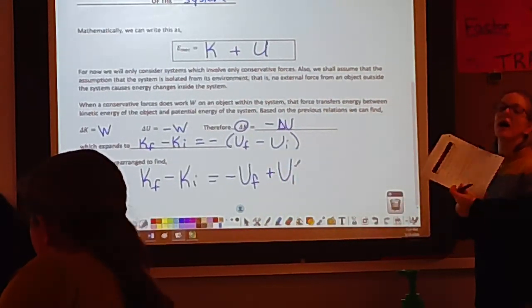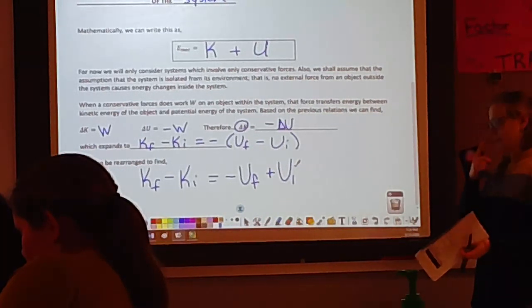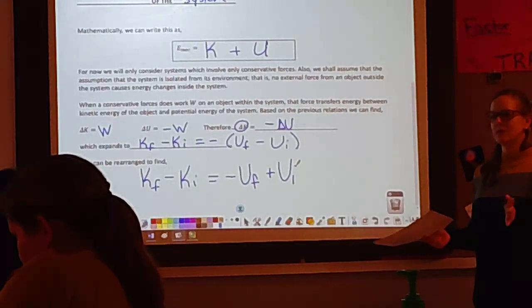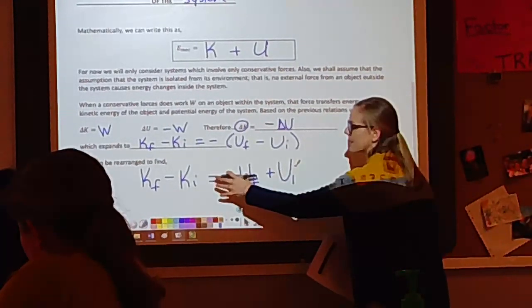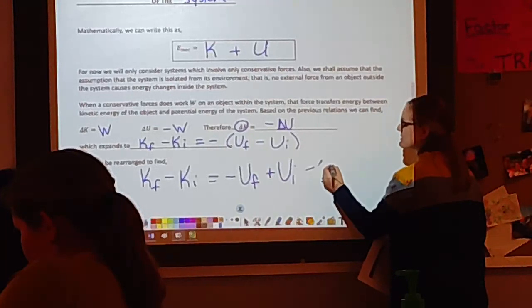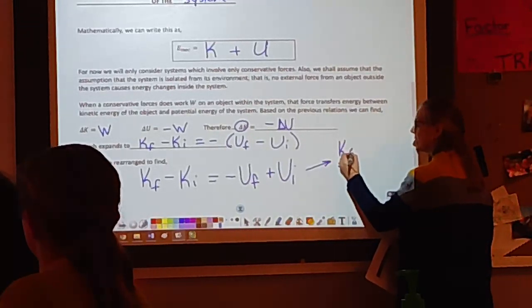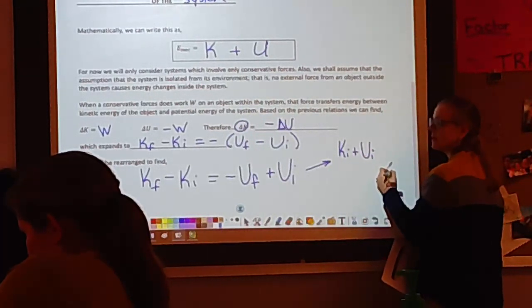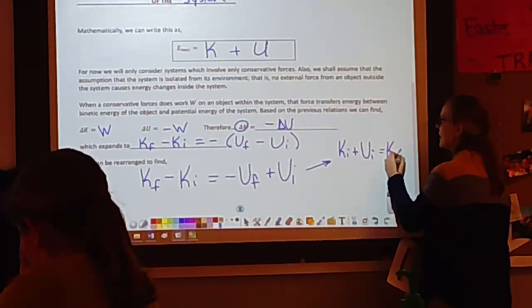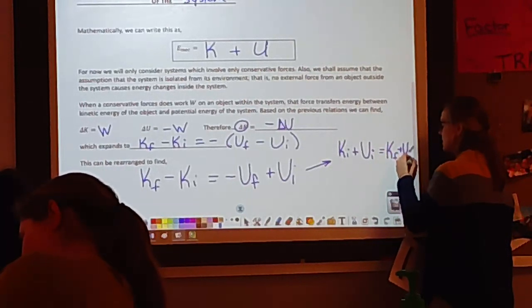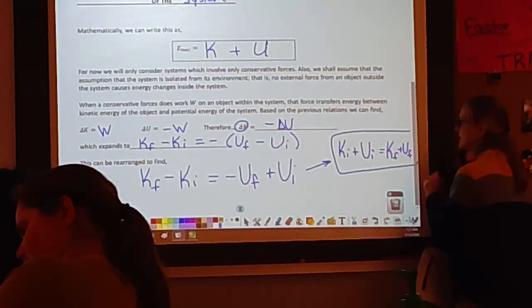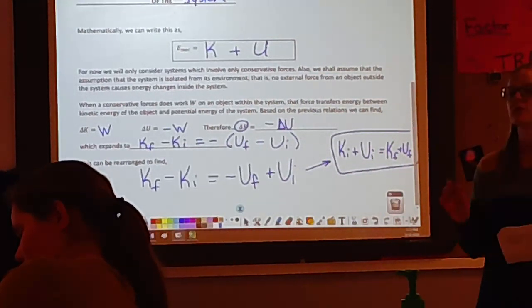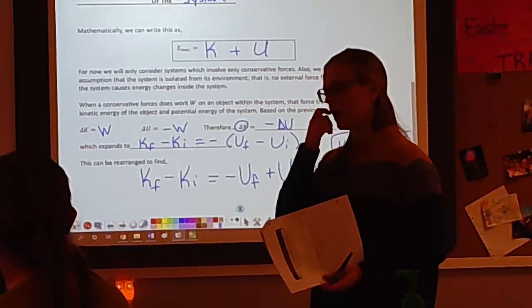And here's the equation I really love. I just like that the alphabet goes beginning to end. If I rearrange this enough, we can eventually say the kinetic energy at the beginning plus the potential energy at the beginning equals the kinetic energy at the end plus the potential energy at the end. I love this formula. This is for conservative forces only.